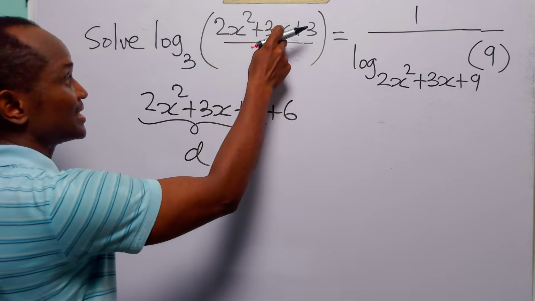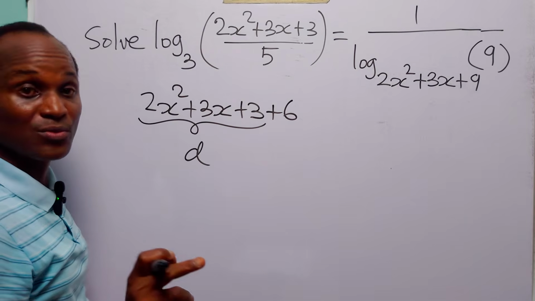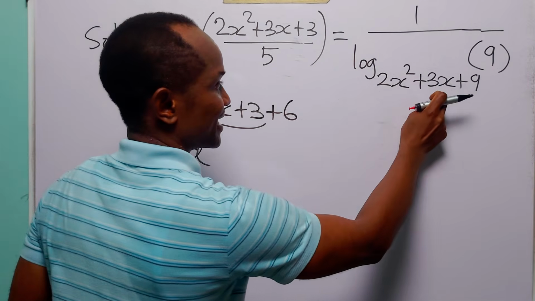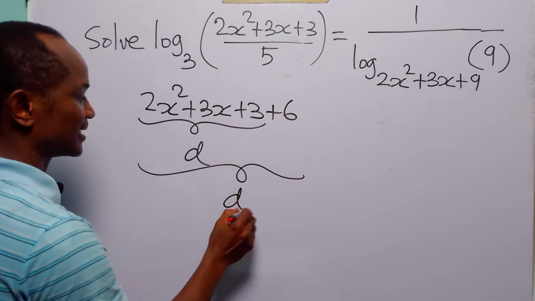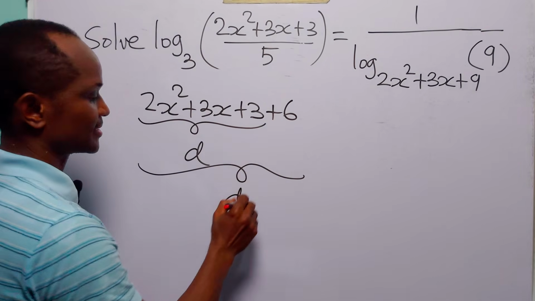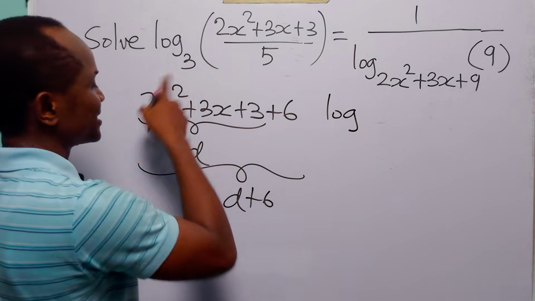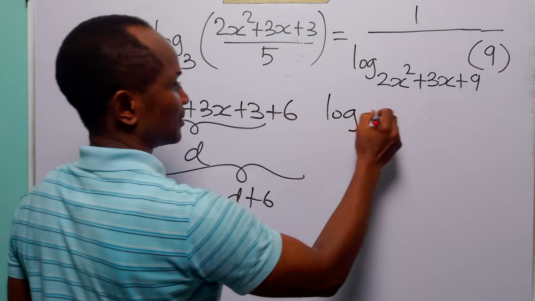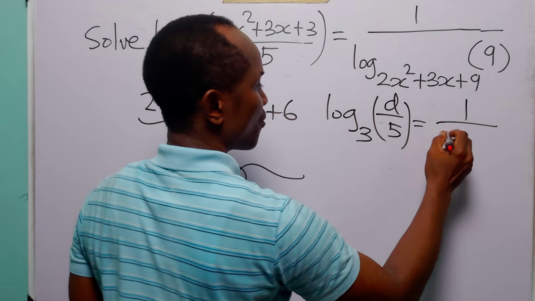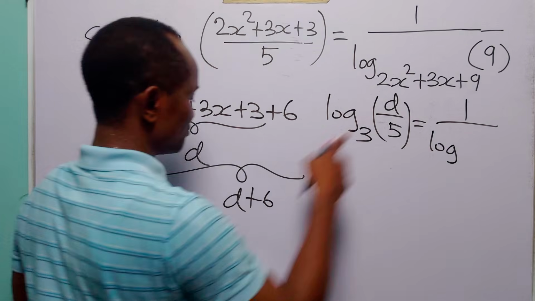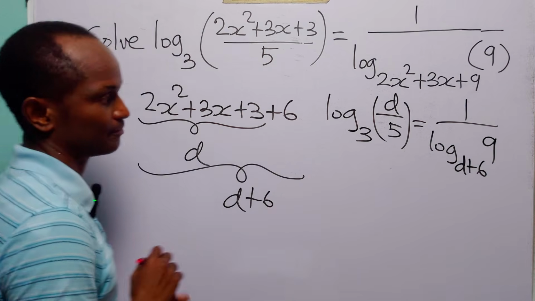So to simplify this logarithmic equation, what we are going to do is substitute the letter d for this, that is 2x squared plus 3x plus 3. And when we do that, then 2x squared plus 3x plus 9 is now going to be equal to d plus 6. So this equation is going to be log to base 3 of d over 5 is equal to 1 over log to base d plus 6 of 9.